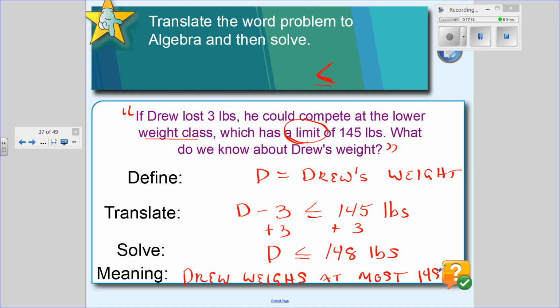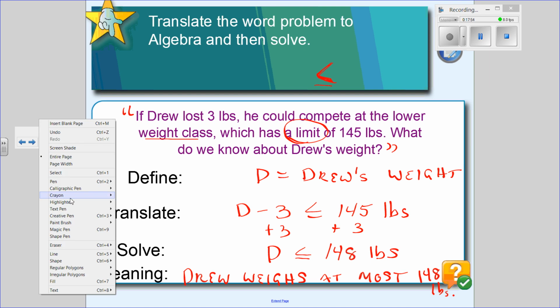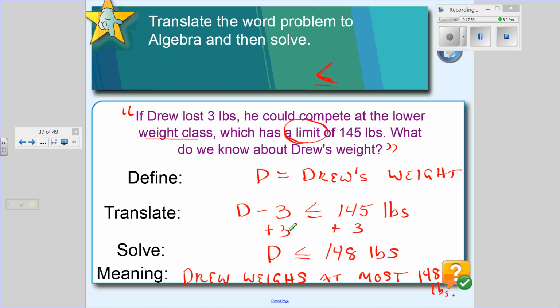148 pounds right now. Okay, because let's say if he was 149 pounds and he lost those 3, then he's 146 and he does not qualify. If he's 148.3 and he lost those 3 pounds, then he's 145.3 and he still does not qualify for that particular weight class. Has a limit less than or equal to.